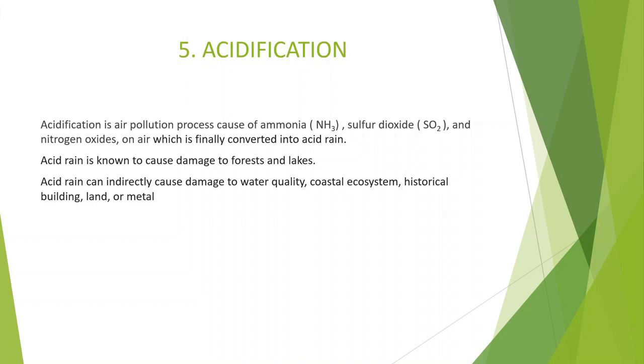Acidification is a pollution process in which ammonia, sulfur dioxide, SO2, and nitrogen oxide in the air are finally converted into acid rain. Acid rain is known to cause damage to forests and lakes. Acid rain can indirectly cause damage to water quality, coastal ecosystems, historical buildings, land, or metal.